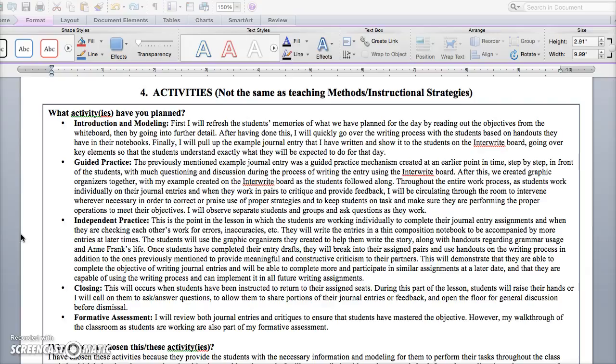in their notebooks. Finally, I will pull up the example journal entry that I have written and show it to the students on the whiteboard, going over key elements so that the students understand exactly what they will be expected to do for that day.